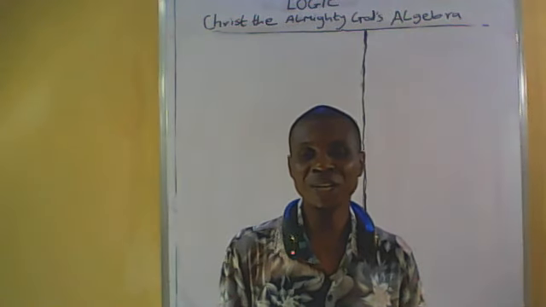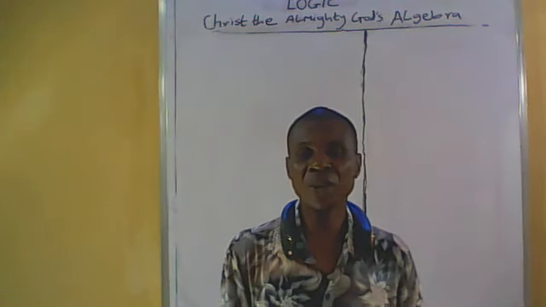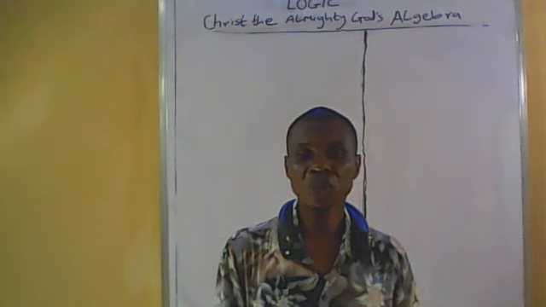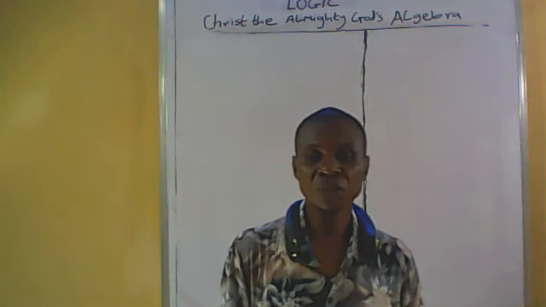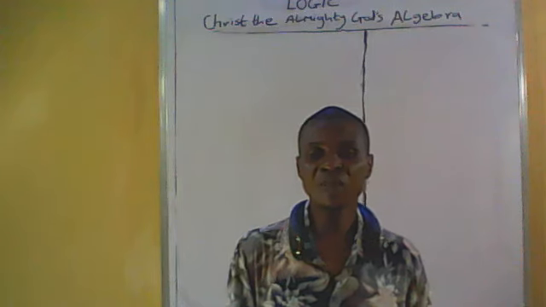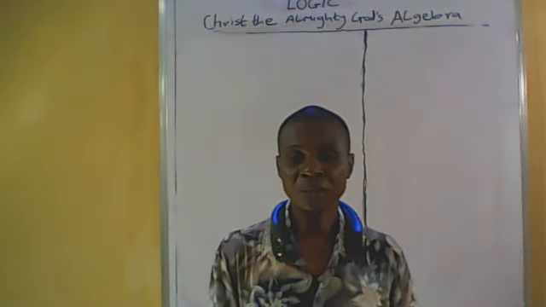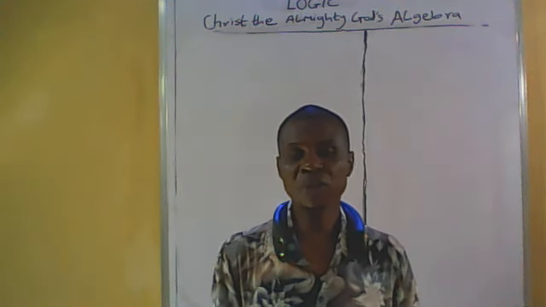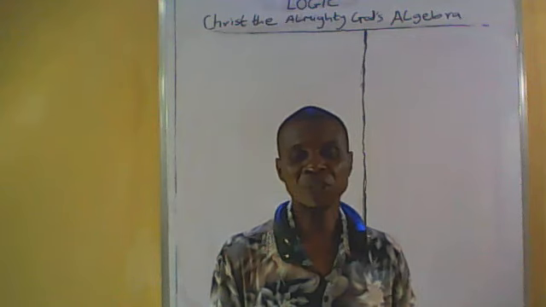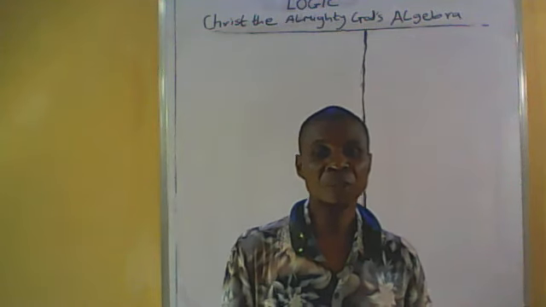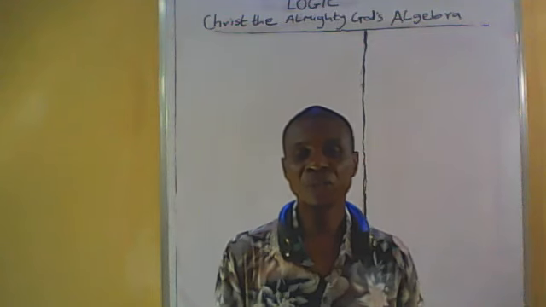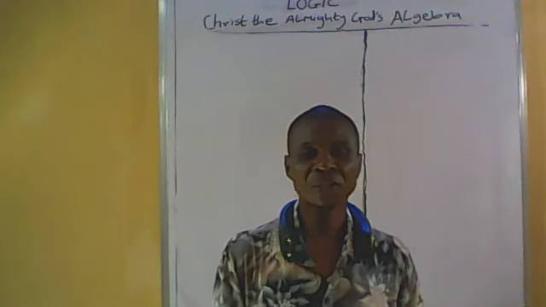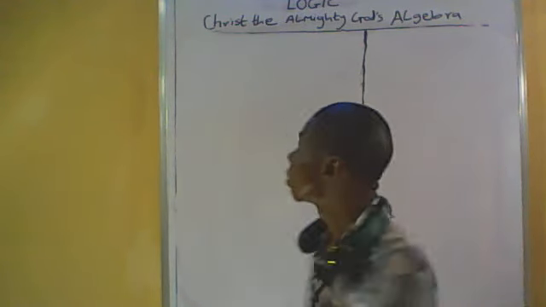We are still under logic, Christ Almighty God's Algebra. Today we are going to treat De Morgan's law. We have De Morgan's law by conjunctive statement and De Morgan's law by disjunctive statement. But we're going to start with De Morgan's law by conjunctive statement. Let us start.